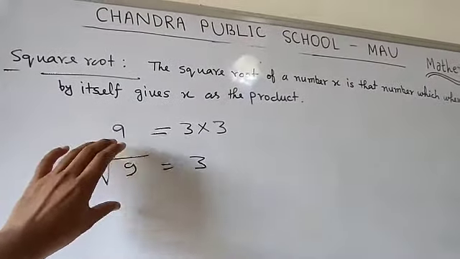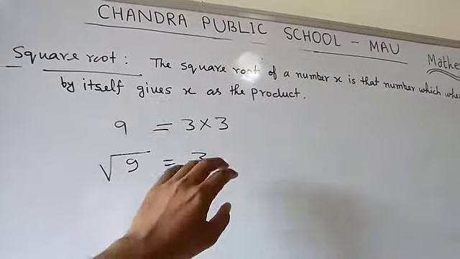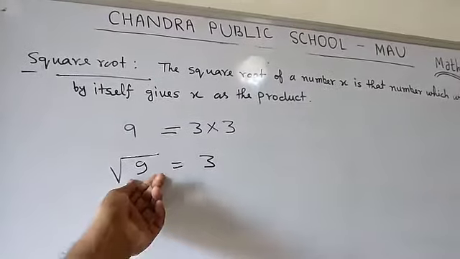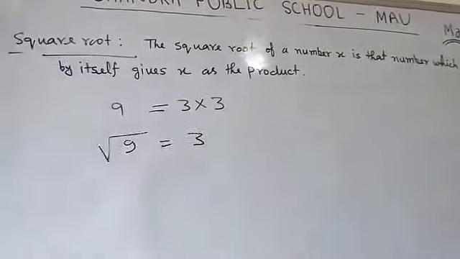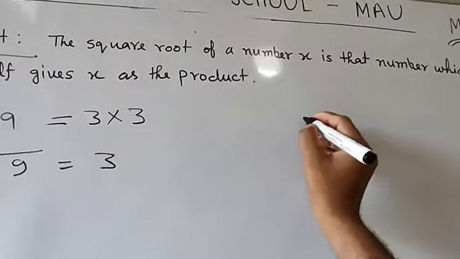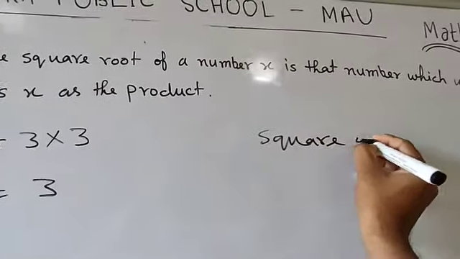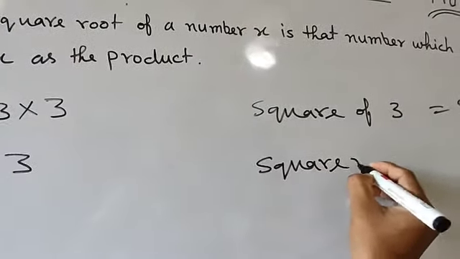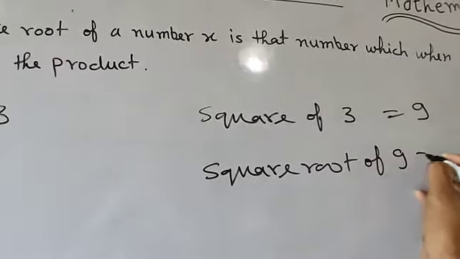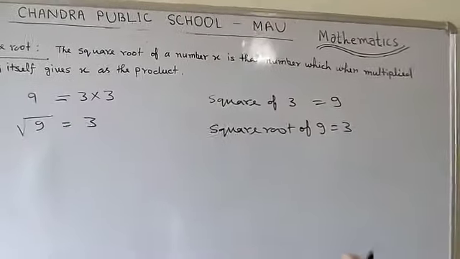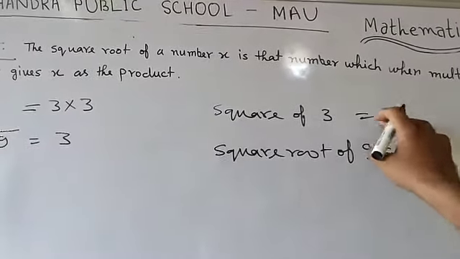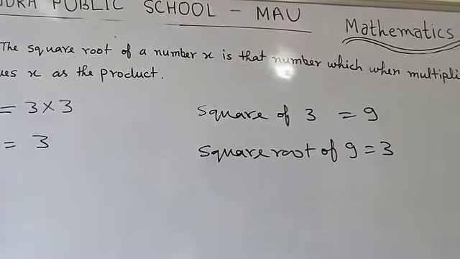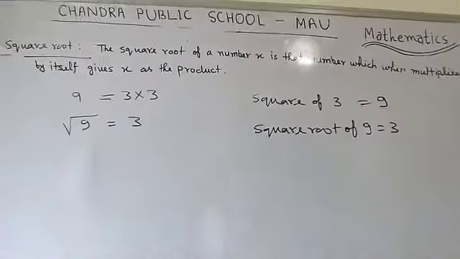It means the square root of any number is that number which, multiplied by itself, gives the number for which you are finding the square root. It means the square root of 9 is 3. So the square of 3 equals 9 and the square root of 9 equals 3. The square root of any perfect square number will be that number which multiplied by itself gives that number. So the square root of 9 is 3.